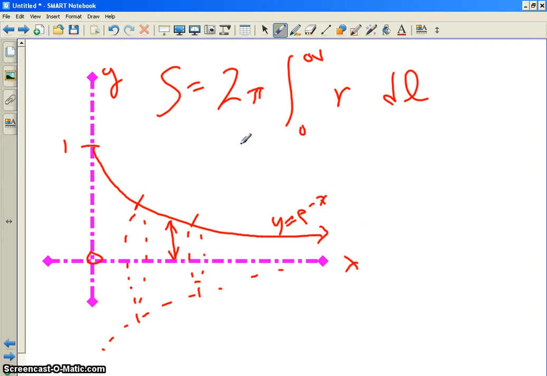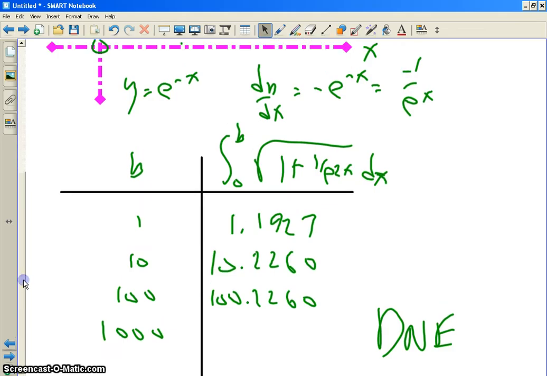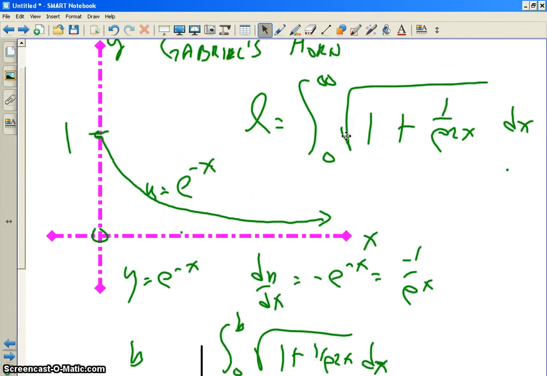That's the radius of rotation, sort of like when we did shells: 2 pi r, circumference of rotation times the height times the thickness. Well, now it's not three-dimensional. I only need that length. So r is going to be e to the negative x. And dl is going to be what we wrote before. Look, here's dl right here, what we integrated before.